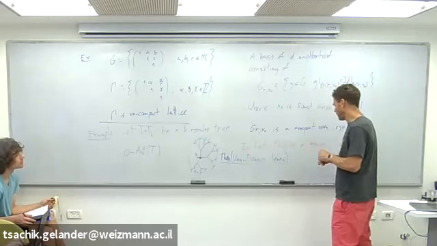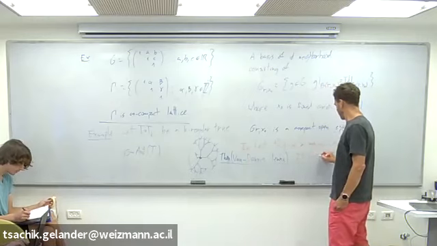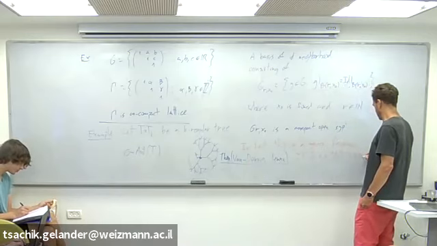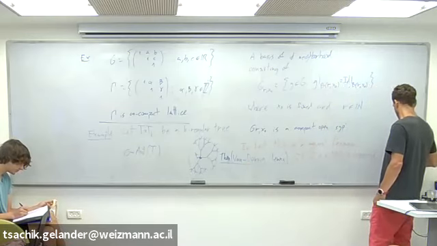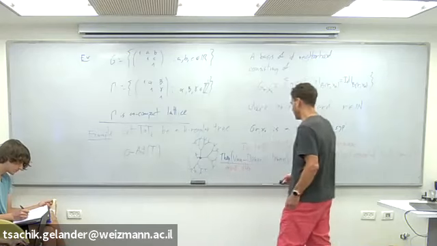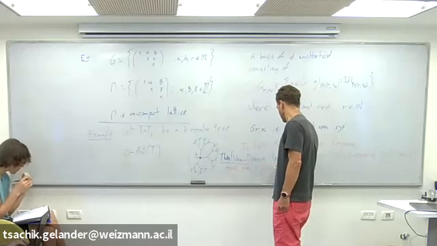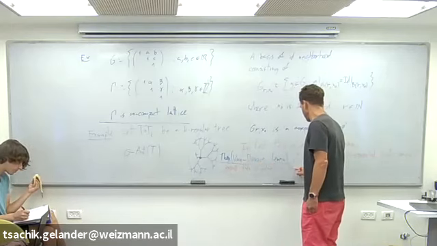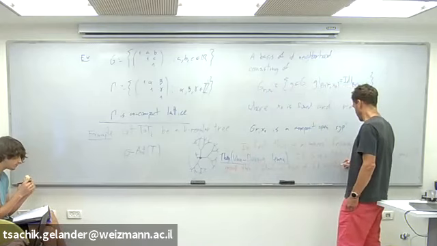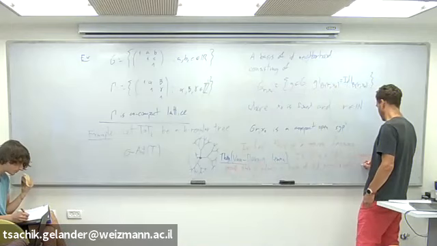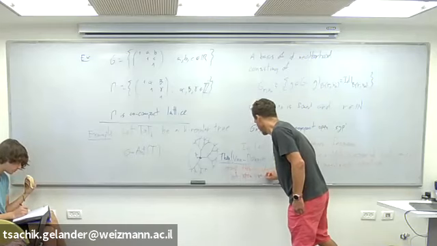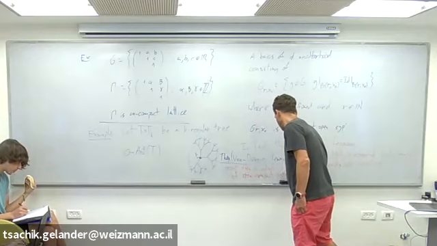But the lemma says that if G is totally disconnected, then G admits a base of identity neighborhoods consisting of open compact subgroups. That's the important part of that.